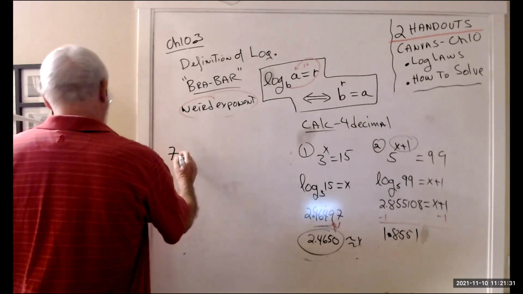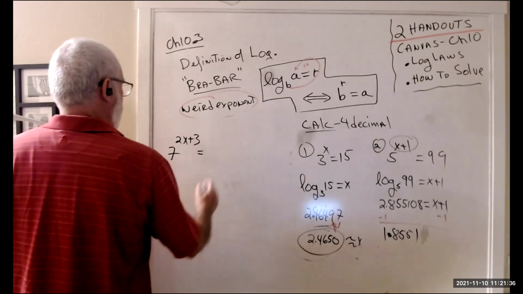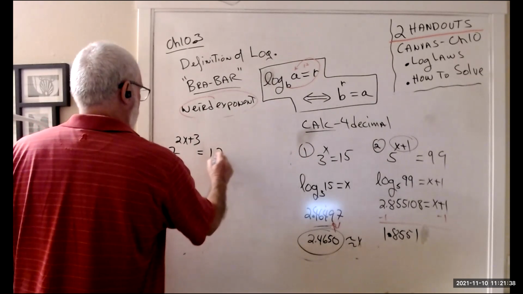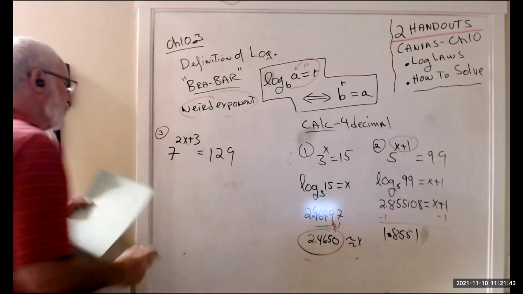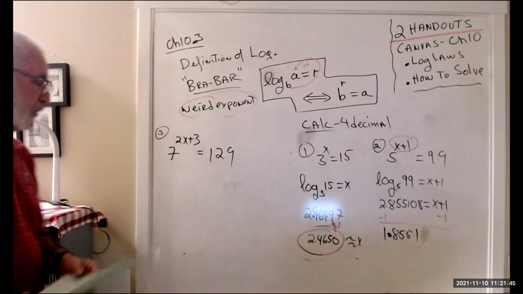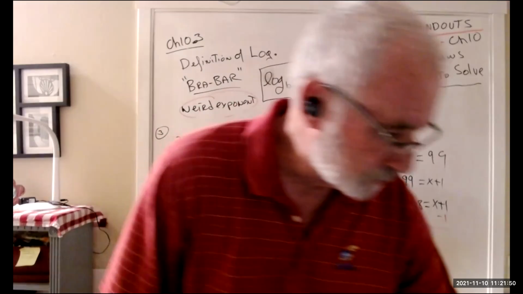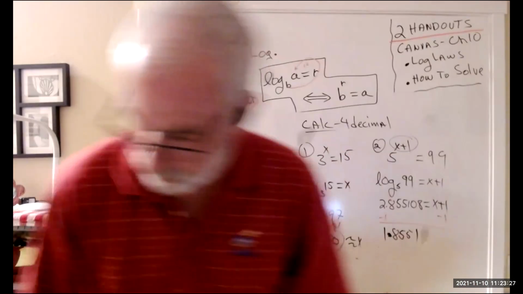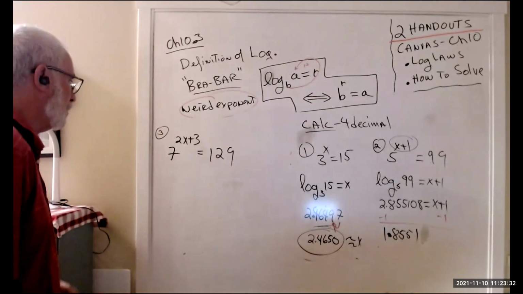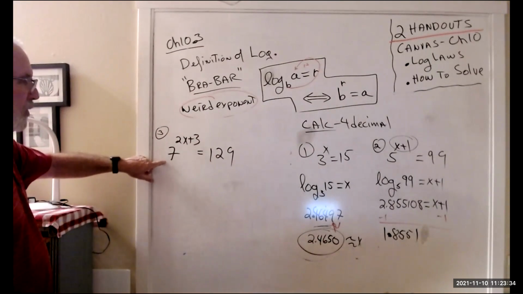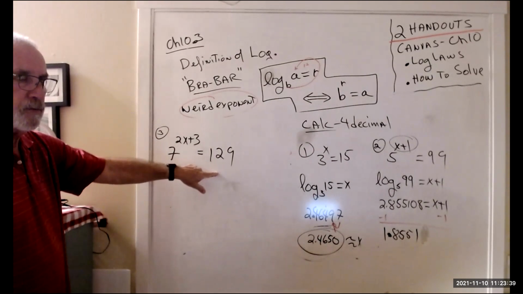7 raised to 2x plus 3 equals 129. This is number 3. 7 raised to 2x plus 3 equals 129. Try that one. So again, I don't know anything about 7 raised to powers. All I know is 7 to the second power is 49, and that's not even close.